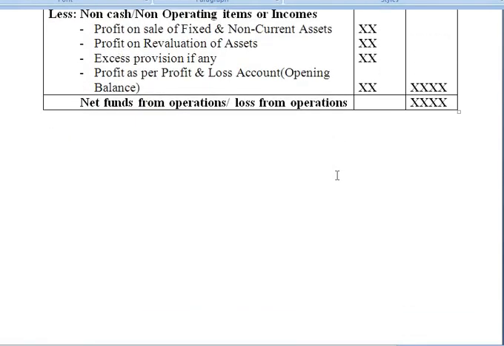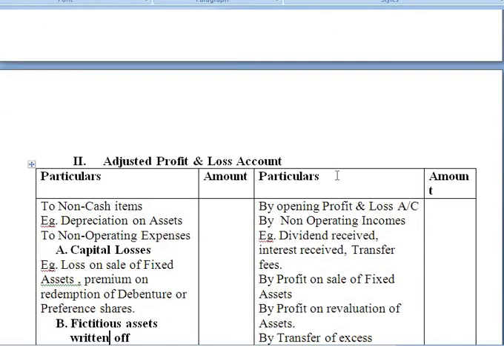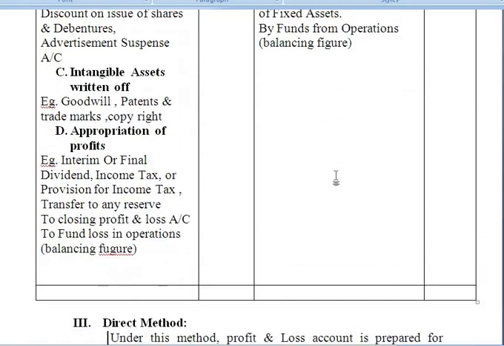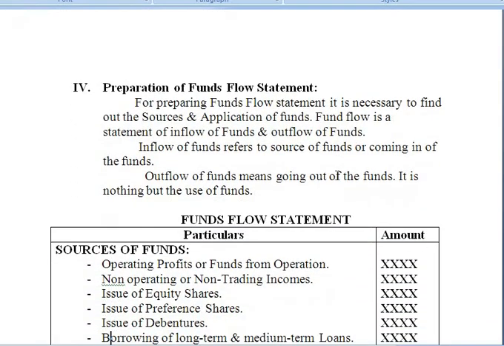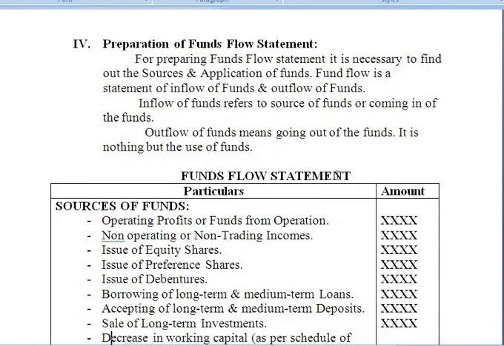Okay, so this was the third method. Next are the steps in the preparation of the funds flow statement, and the fourth and last is the preparation of the funds flow statement. For preparing the funds flow statement, first we need to find out the sources and applications of funds, with a list of sources of funds and a list of applications of funds. There are two sources: the first is internal sources and the second is external sources.